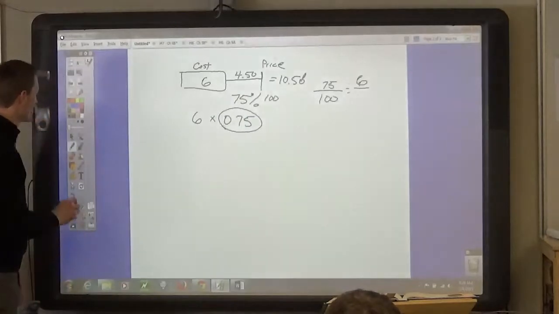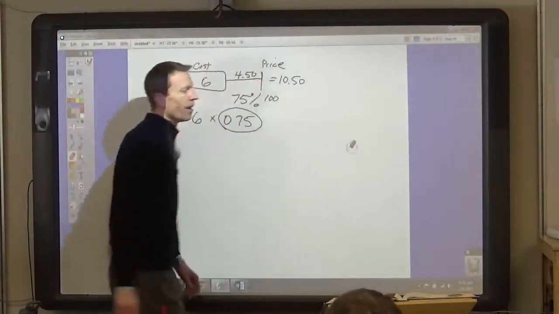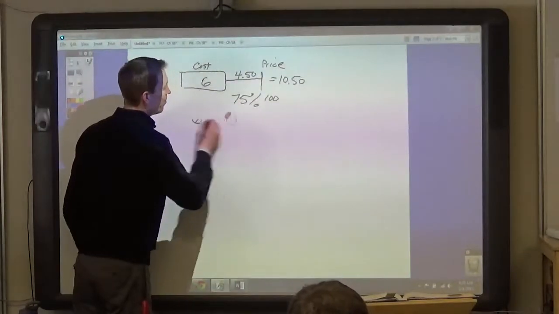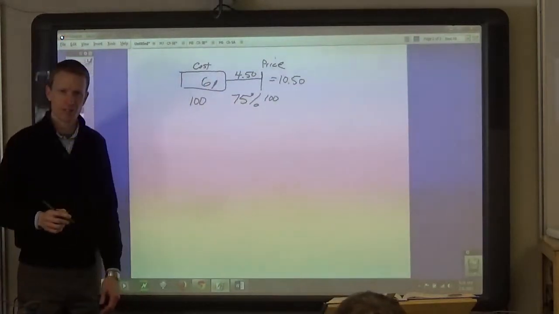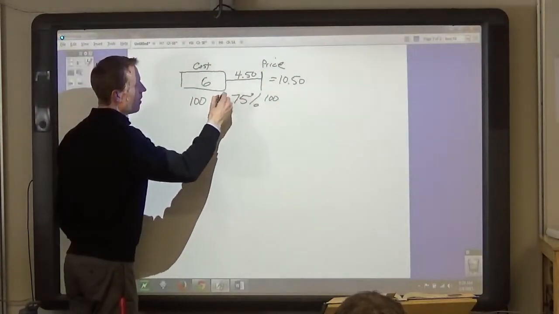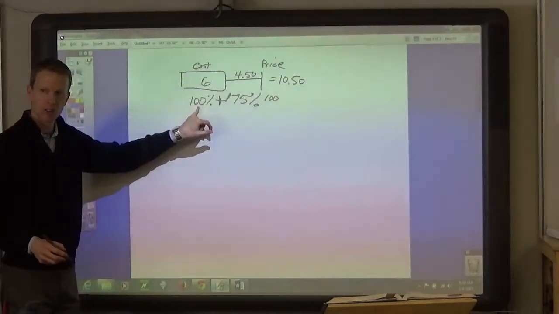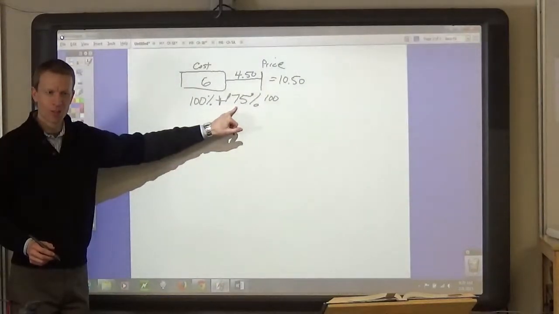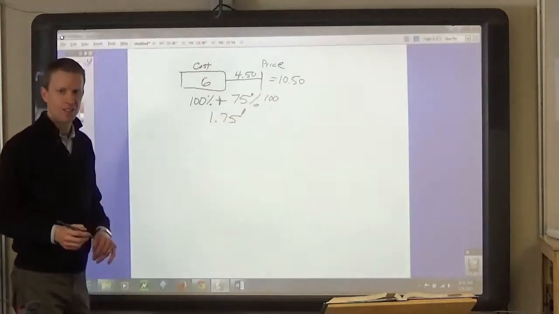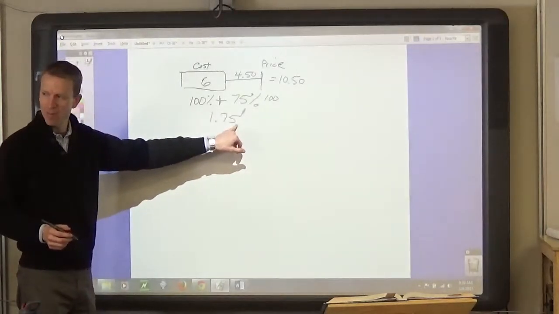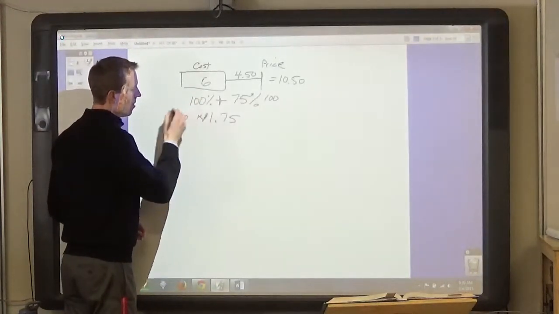All right. Now, Kira was partially right. There is another way to do this. She was just confused on which way. The other way to do this, which might make sense for some of you, is to think of the 6 as 100%, and we add an additional 75%. What is 100% plus 75% as a decimal? 1.75. Right, 1.75. If we find 100% plus 75% of 6, what does that give us?